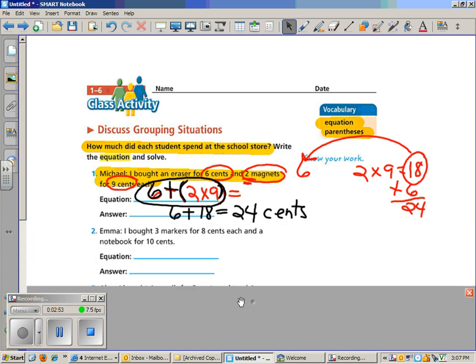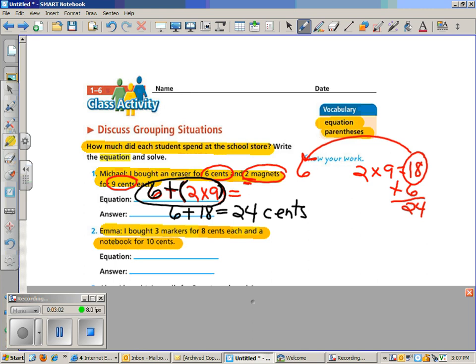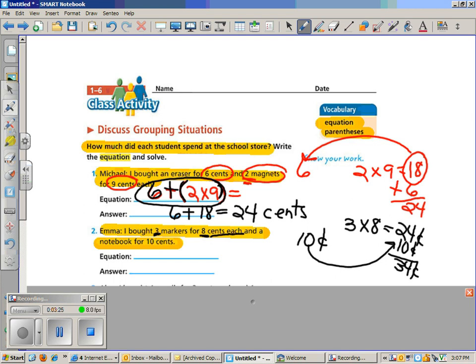So two separate things that you want to combine, and we put them into one equation instead of having two separate equations. Okay, so here's Emma. I bought 3 markers for 8 cents each and a notebook for 10 cents. So in our head we could be going, oh, I have that 10 cents, and then I have 3 markers for 8 cents each. So 3 markers times 8 cents, that's 24 cents. And then bring up that 10 cents, add it together, and realize that you have 34 cents.